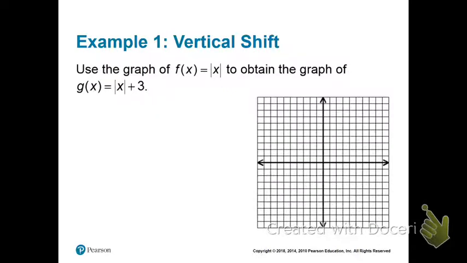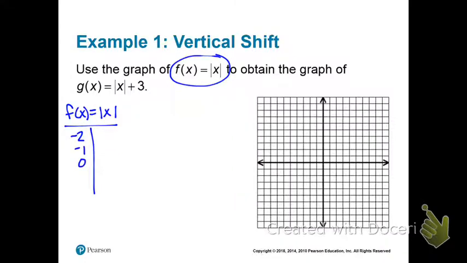So here it says use the graph of f of x equals the absolute value of x to obtain the graph of g of x equals the absolute value of x plus 3. All right, so remember we talked about some tables here. So for f of x or y equals, whichever, the absolute value of x, we had that parent table where we used the x values from -2 to +2, and we took the absolute value of them, so we came up with our y values.